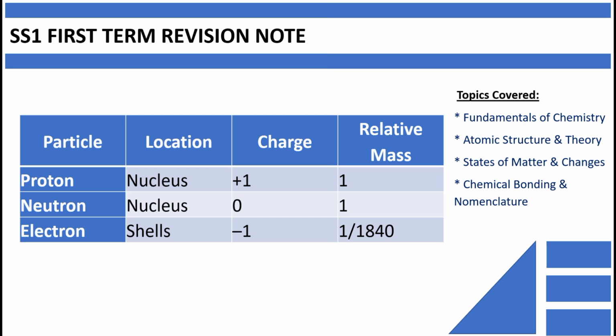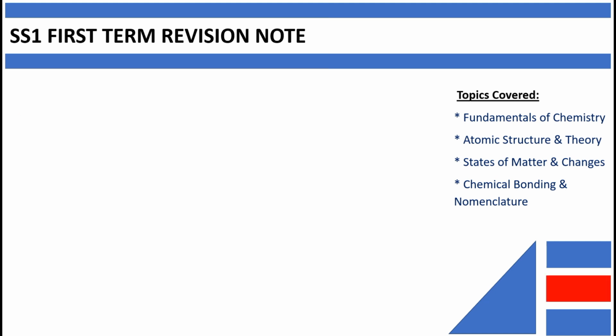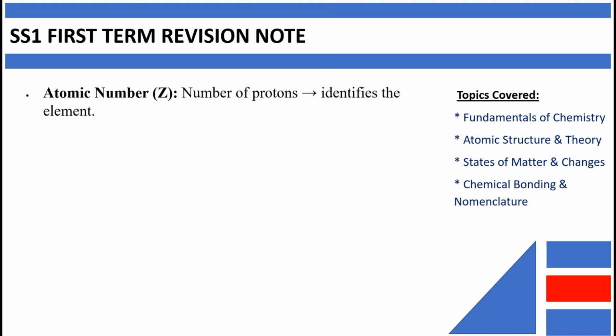If you look at an atom, each atom of an element is said to be unique based on the number of protons in the nucleus of the atom. Because the number of protons in the nucleus of an atom identifies the atom of the element. For instance, if we have atomic number 1, we will say it is hydrogen. If it is 2, we will say it is helium. If it is 8, we will say it is oxygen.